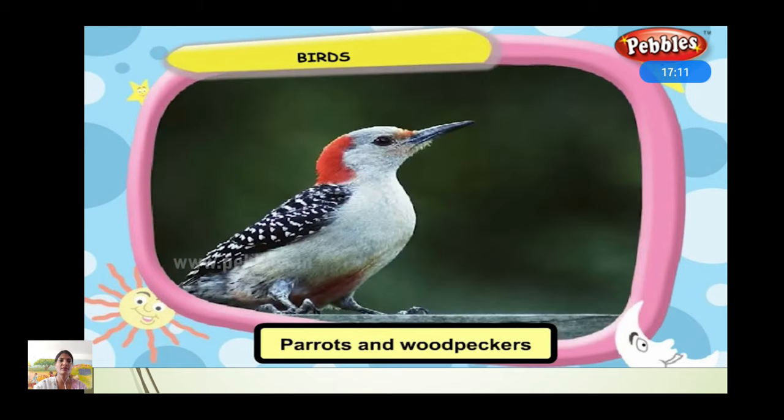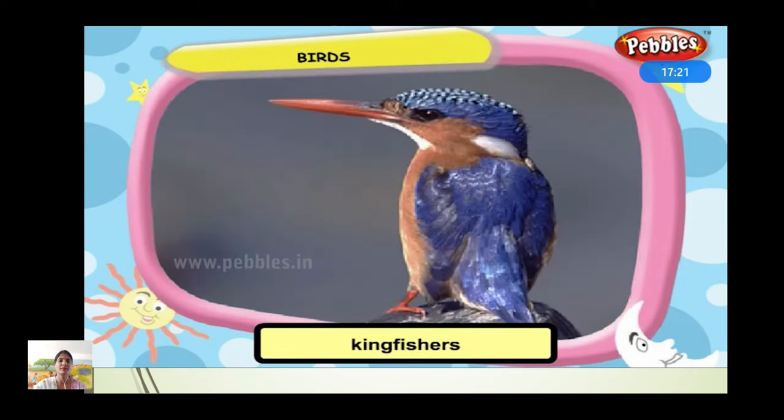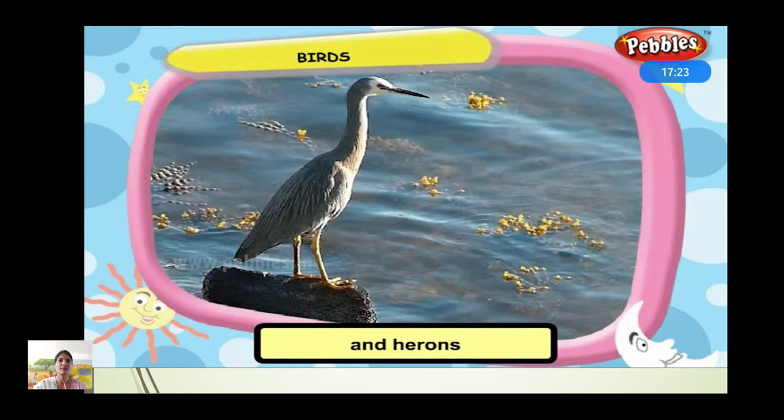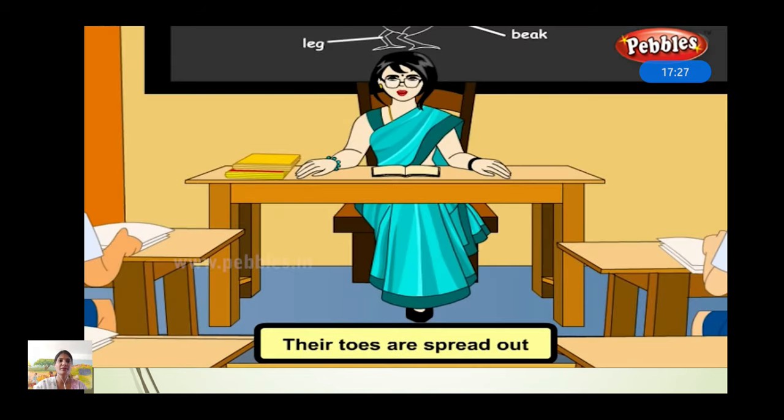Parrots and woodpeckers have two toes pointing upward and two toes pointing downwards. These toes help them to cling on the bark of the tree. Cranes, kingfishers and herons are long-legged birds. Their toes are spread out and help them to wade through muddy water without getting their feathers wet.